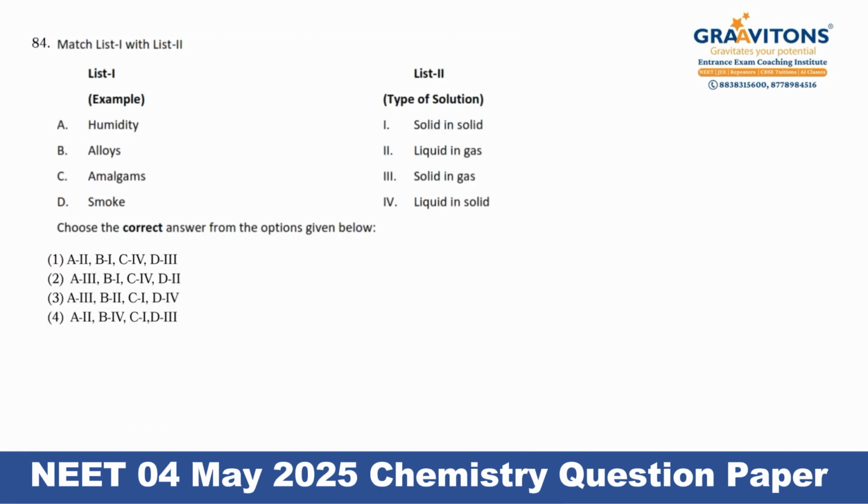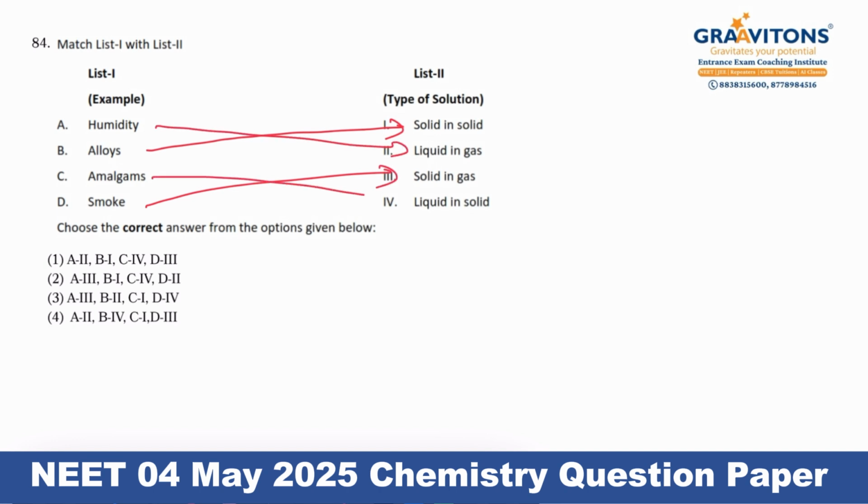84th question, and this is types of solutions. So alloys, we know that it is solid in solid. Okay, smoke, we know that it is solid in gas, and humidity is liquid in gas, and amalgams are liquid in solid. So the correct option, let us check. So A goes to the second option, and B goes to the first one. Okay, and amalgam goes to the fourth one, and D goes to the third one. So option 1 is right.